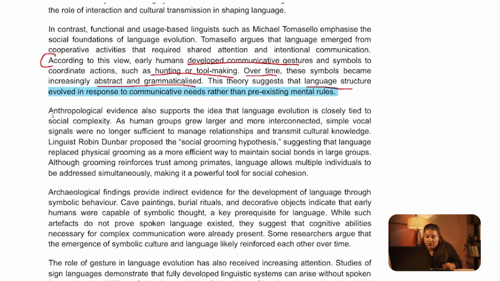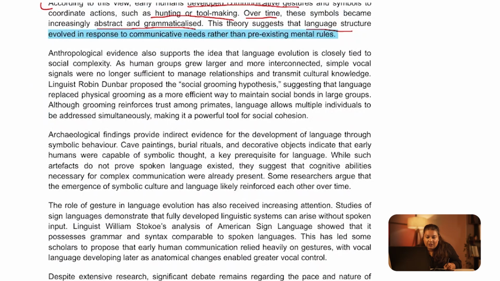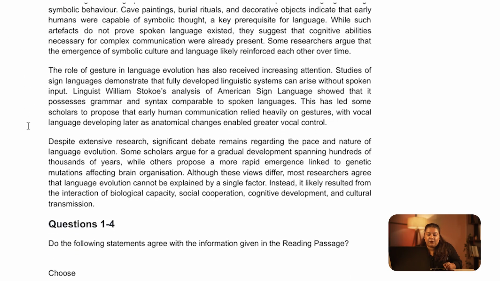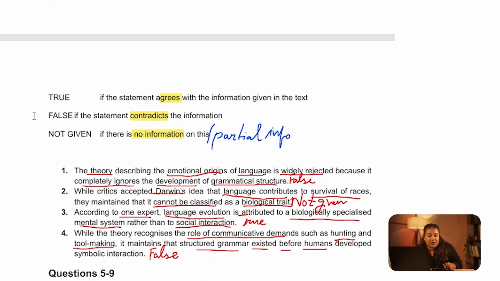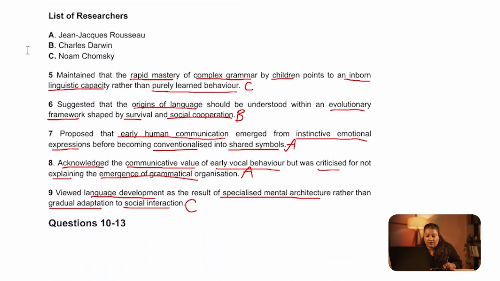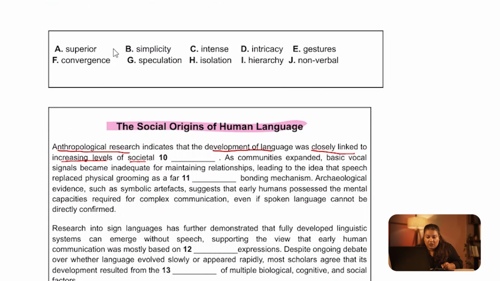So let's look for the word. Okay, so we do have it here, anthropological evidence. It's easy to locate. Suppose language evolution is also there. Closely linked, paraphrased as closely tied to societal dash, to social complexity. So my answer here is complexity, but since we have a list of words in the box, I'll have to match this word with its synonym and write the correct letter in the blank. So complexity, not superior. It cannot be simplicity. It cannot be intense, gestures, non-verbal. It could be intricacy, right? Societal intricacy. So my answer to question number 10 is D.